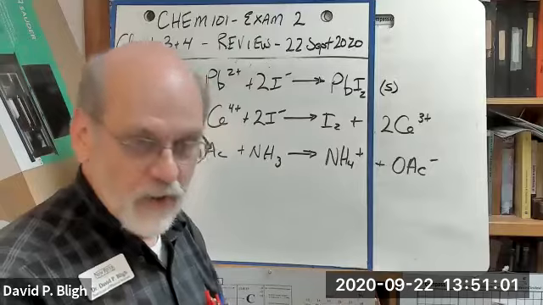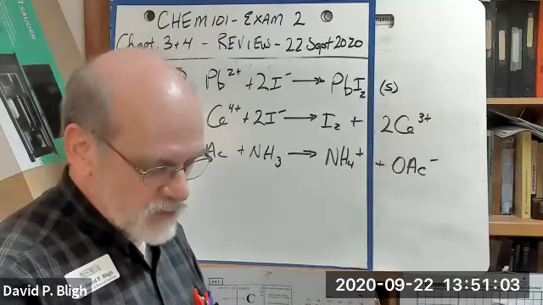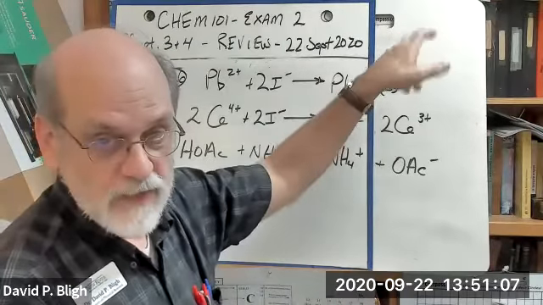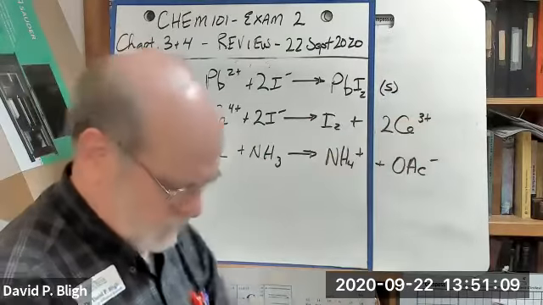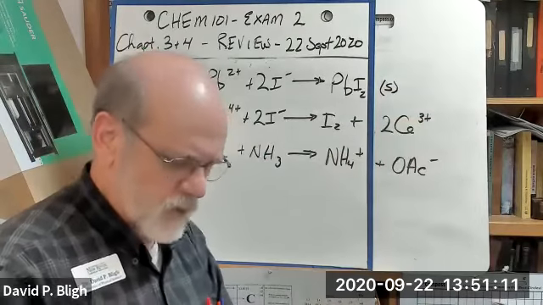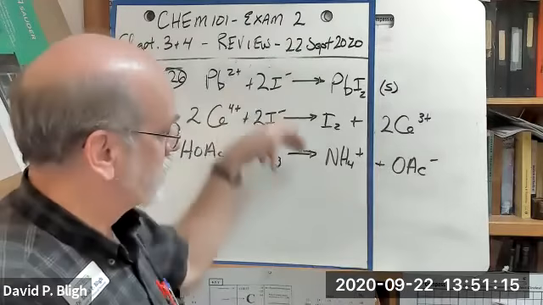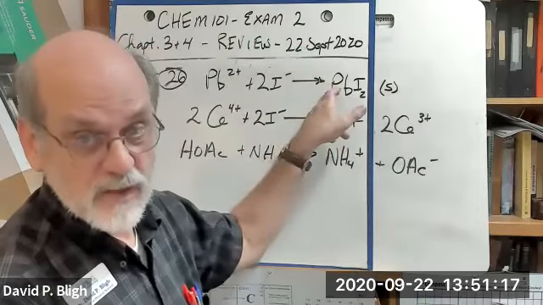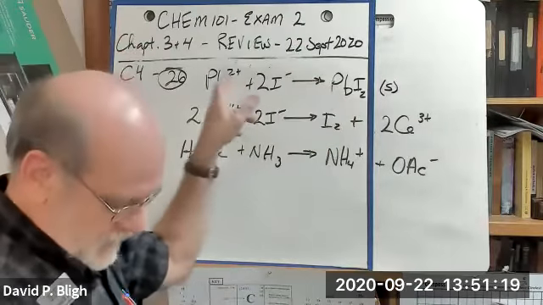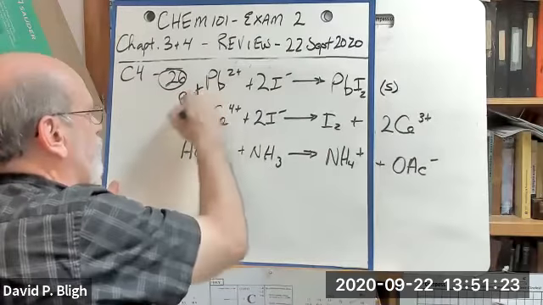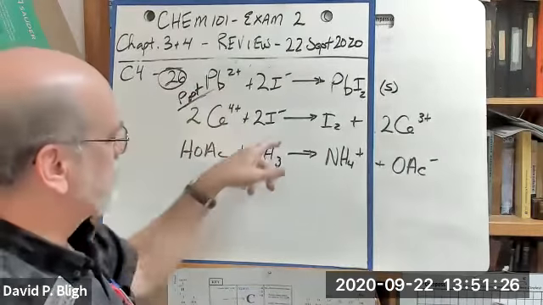To confirm, you just look at your solubility chart, follow the lead over to the lead on top and go down. Anions on the left-hand side. Follow it down to iodide, and you'll find that that is insoluble. So this is a precipitation reaction. How about this one?